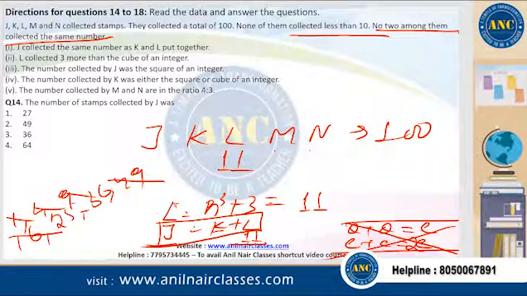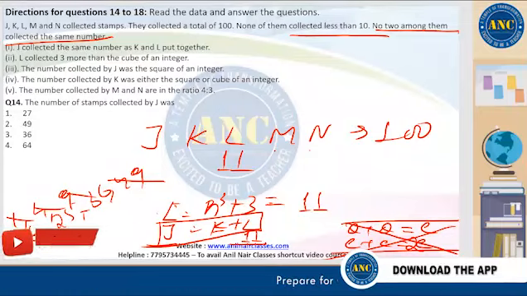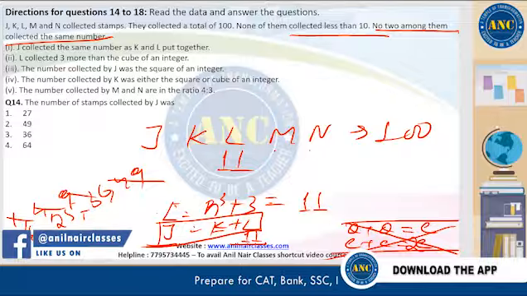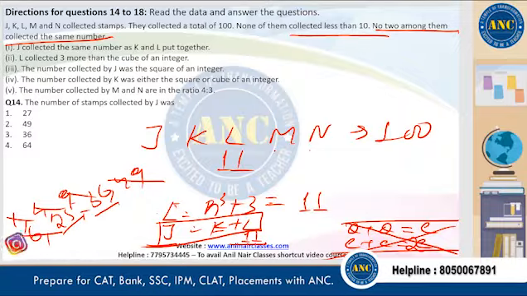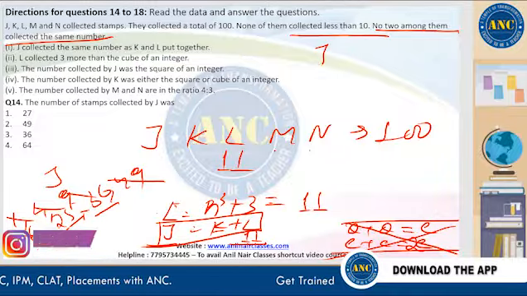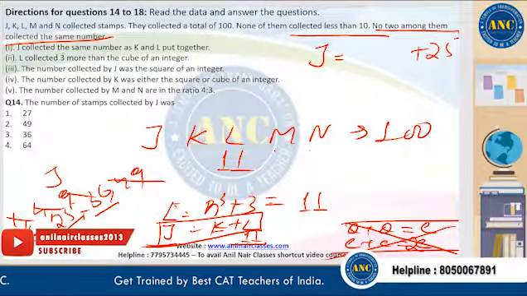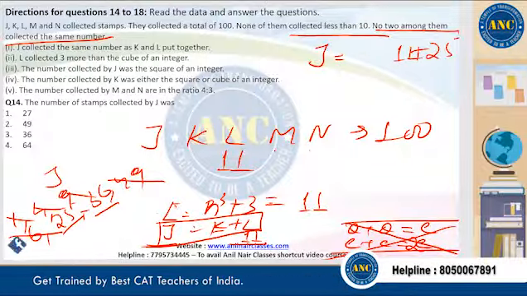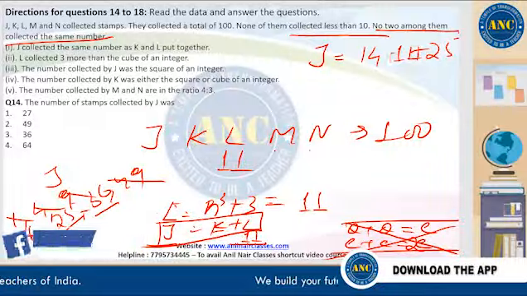Okay, we'll go to the next statement. The number collected by K was either the square or the cube of an integer. So K again is the square or cube of an integer. We have two values, 25 and 36. These are the values of J. If J is 25, we already know L is 11, then what would be the value of K? K would become 14.